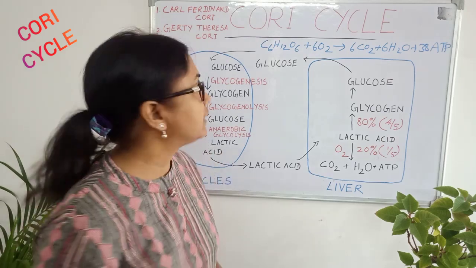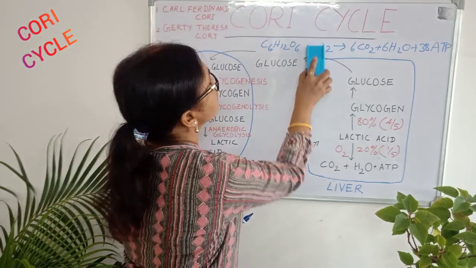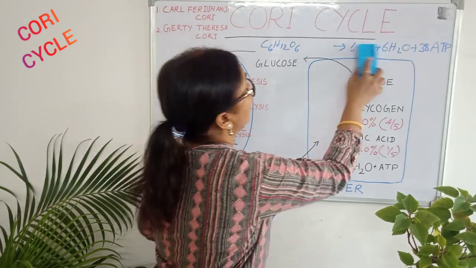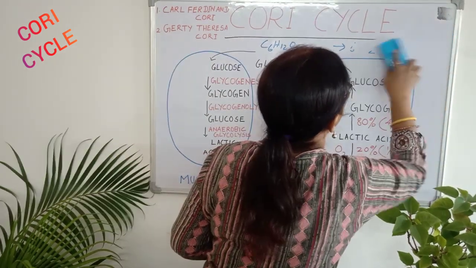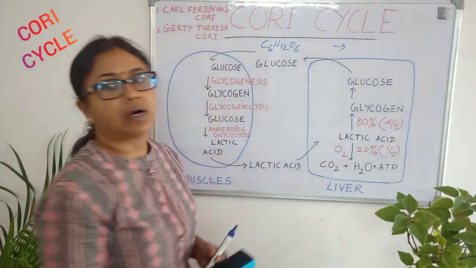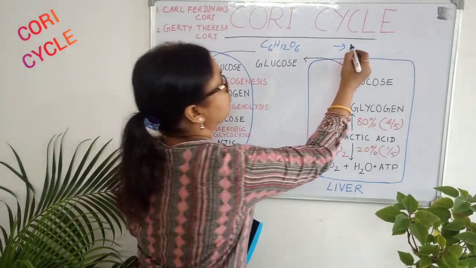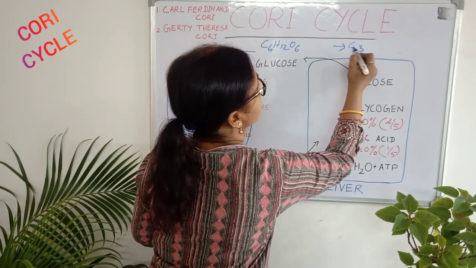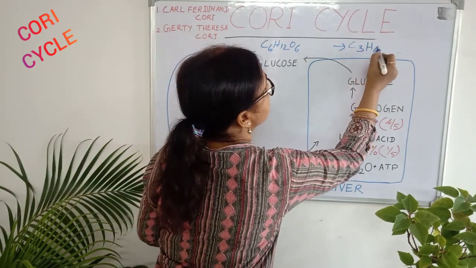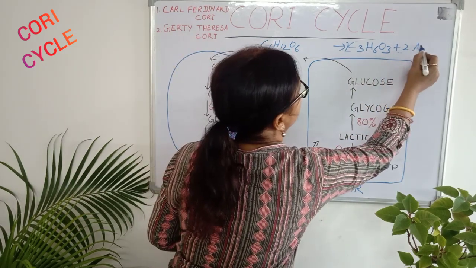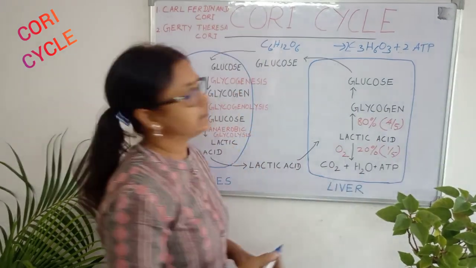So we will see that this glucose will break down in the absence of oxygen, and at that time it produces two molecules of an acid known as lactate or lactic acid, which we write as C3H6O3, two molecules, plus two ATP molecules are generated.